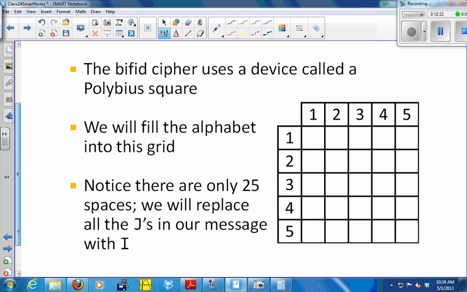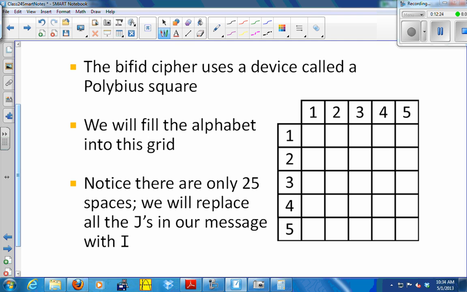This is called the bifid cipher. It uses a device called a Polybius square, just a 5 by 5 square, and you fill the alphabet in the grid. But there are only 25 spaces, so I'm just not going to put J in, because J is not a very frequently used letter. And if J happens to be in my message, I'll just replace it with an I. And whoever is receiving this message will figure out what the message is supposed to say.